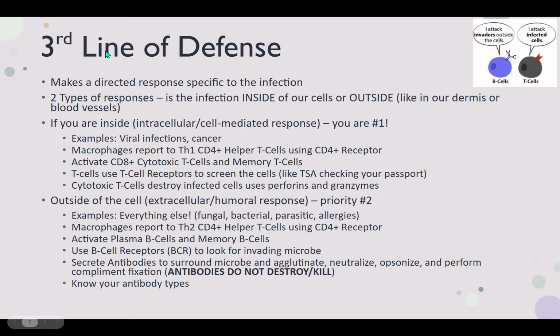Does anyone have any questions about the third line defense? Only because I think this is the one that's going to get the most students, because if you don't know the difference between the Th1 and Th2, and that Th1 is involved with the cytotoxic T cells and Th2 is involved with the B cells, that's where most people will miss a large chunk of their points. And you'll see why when I present the practice cases.